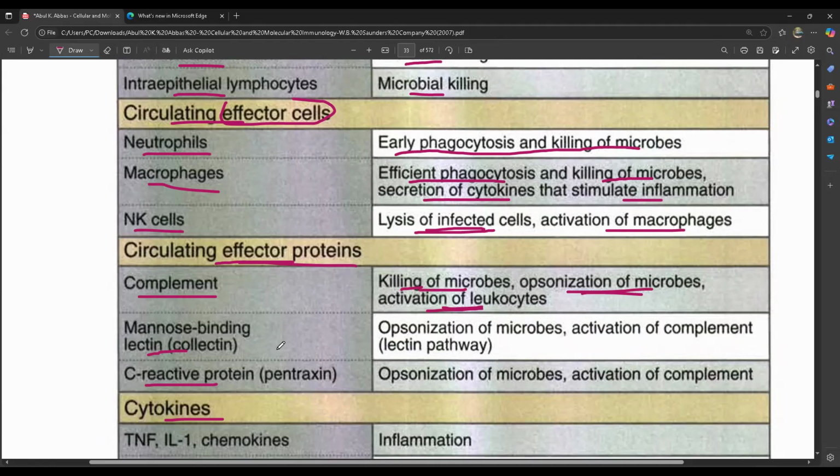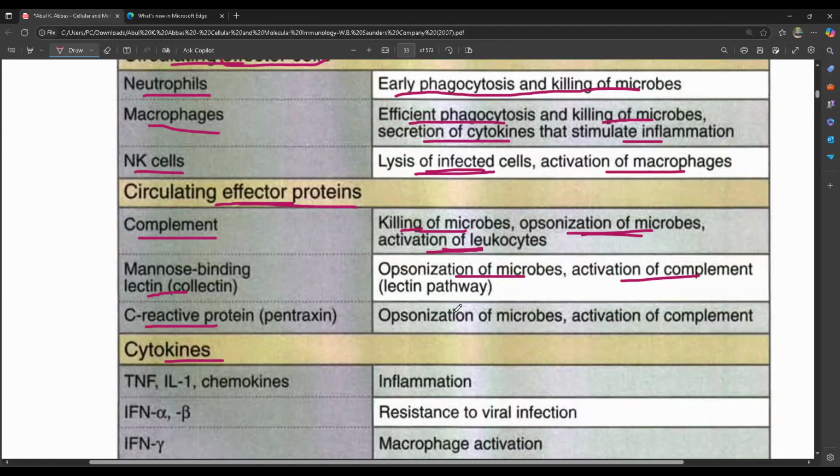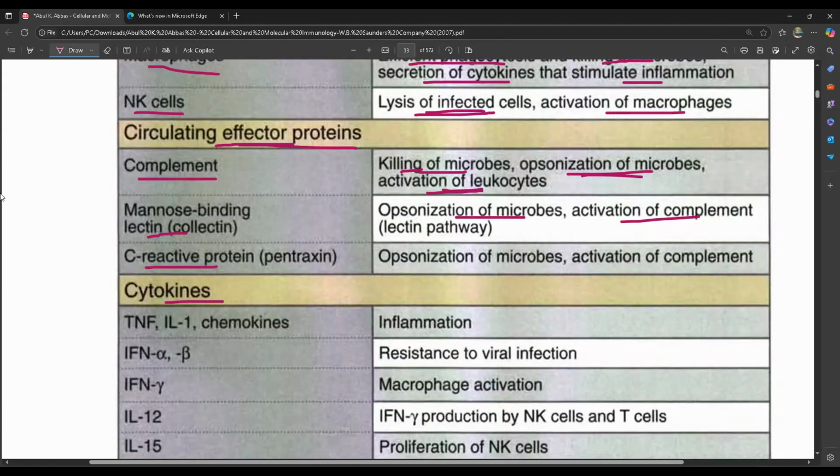Mannose binding lectin helps in opsonization of microbes and activation of the complement system, the lectin pathway. So there are different pathways: the classical pathway or antibody mediated pathway of complement activation, the lectin pathway, and the alternative pathway. C-reactive protein will help in the opsonization of microbes and activation of the complement system.